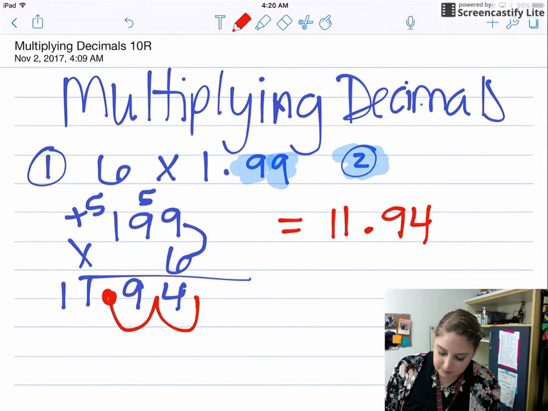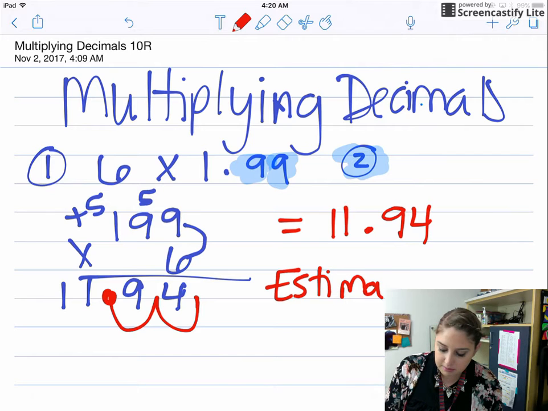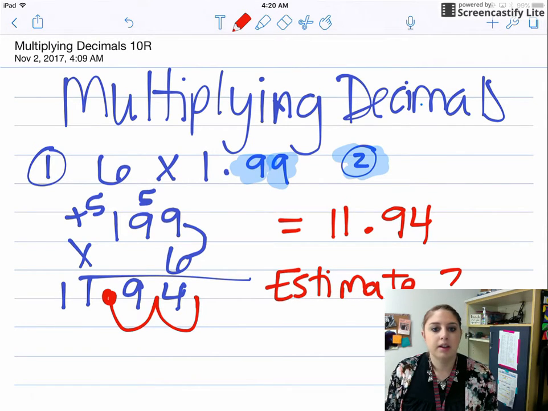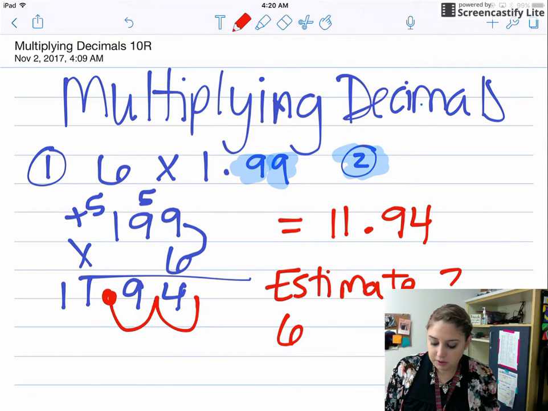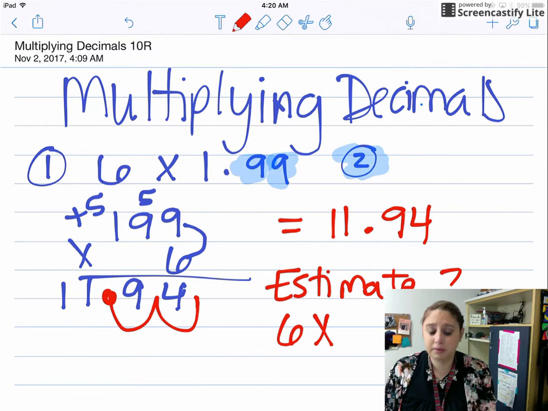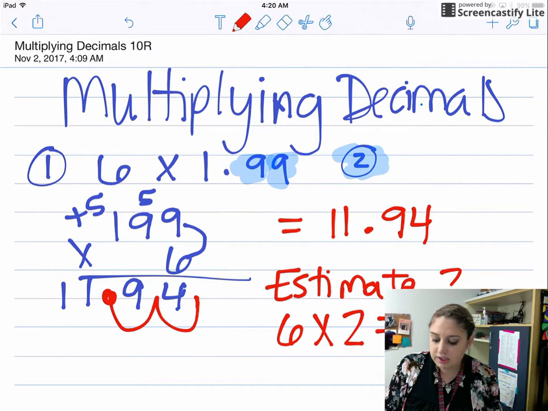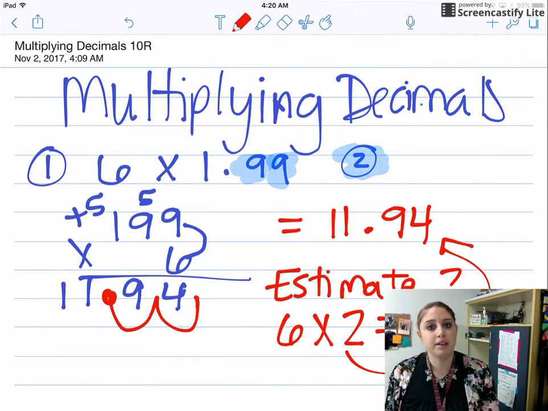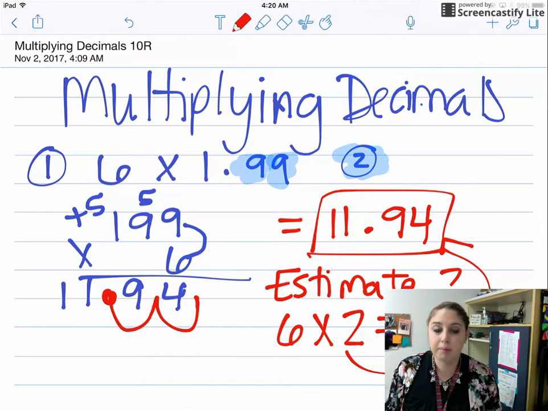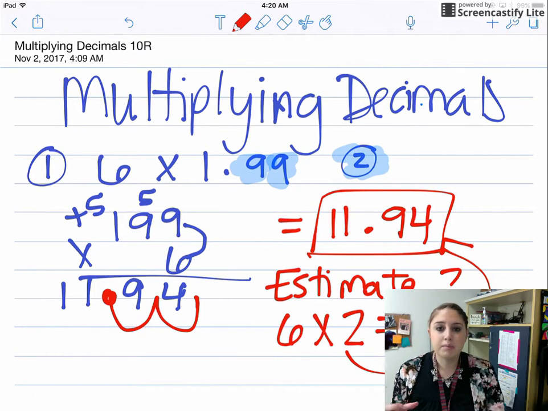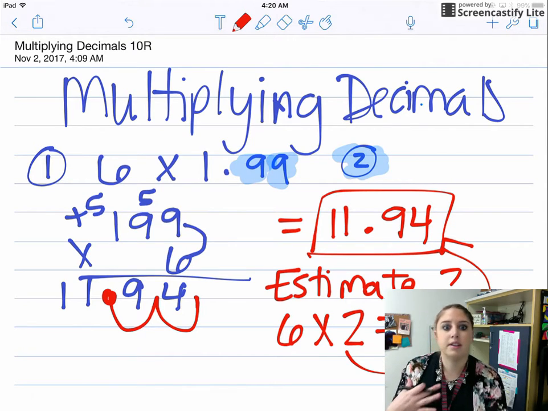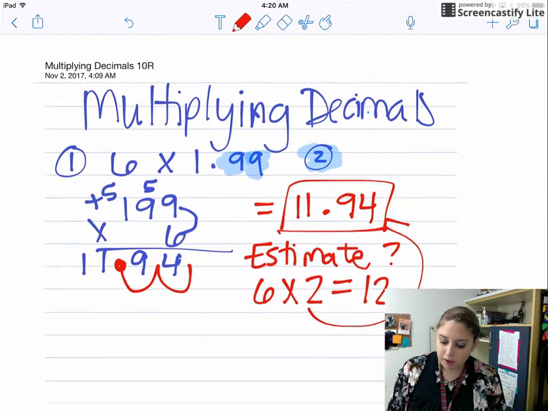Let's talk about estimating this. When you were practicing estimating, does this make sense? Well, I really was taking 6 times 1.99. 6 is a whole number, and 1.99 is really, really close to 2. So I should get around 12. Oh, looky there. I did. So I know that my answer was reasonable. I know that this is probably right, as long as I didn't make a little error here or there. Estimating to make sure our answer makes sense is important for our justification. Does this make sense? Okay, so I did that one.